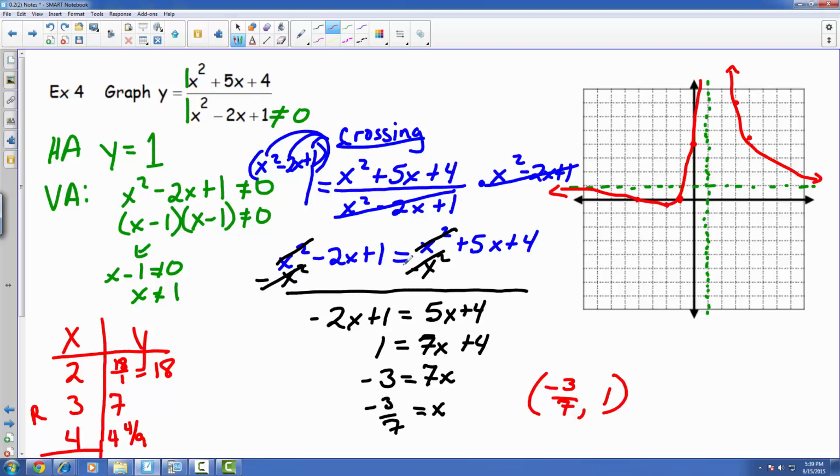For the domain and range, I think that you guys at this point should be okay with finding those. So again, that is example 4 from the 0.2 number 2 set of notes.